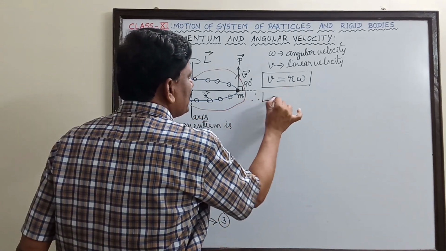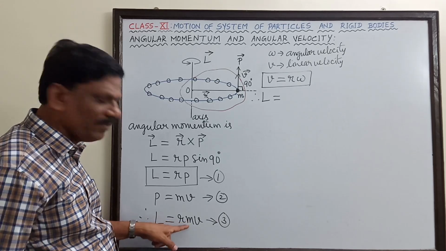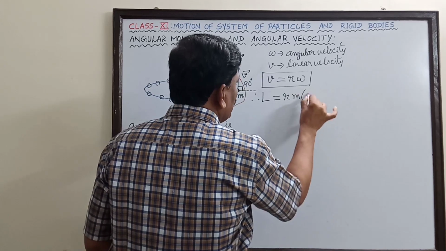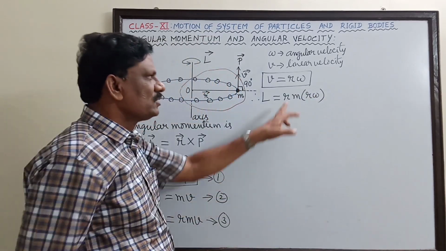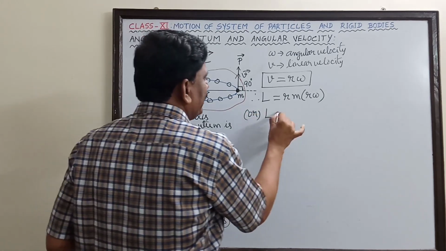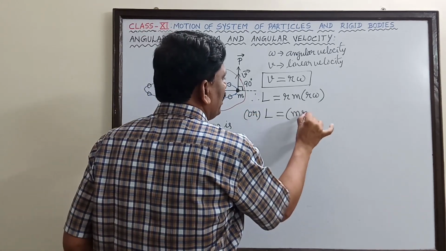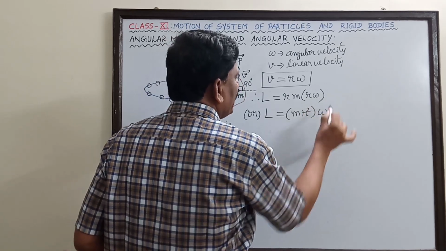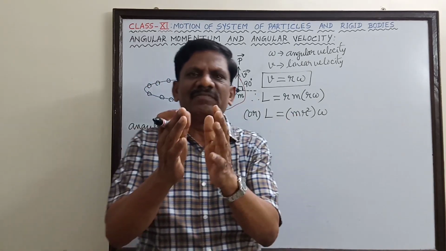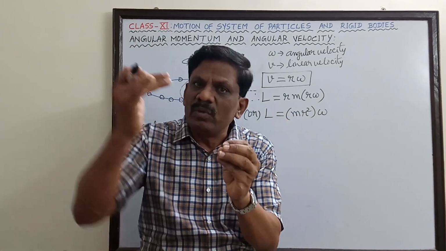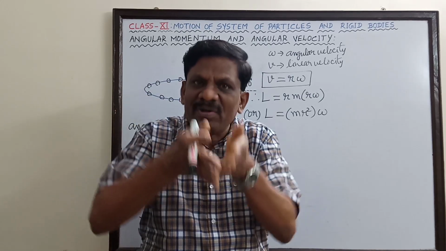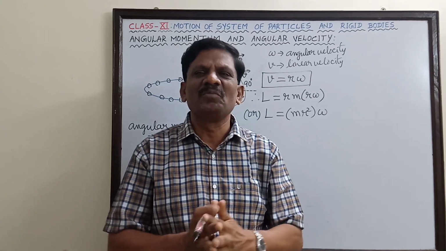Therefore, L becomes equal to r into m into r omega. So this is r into m into r omega. So r into r can be taken as r square. So capital L is equal to m r square into omega. Already we have studied the product of the mass of one particle into the square of its distance from the axis is the opposition offered by the particle to the rotational motion of the body.